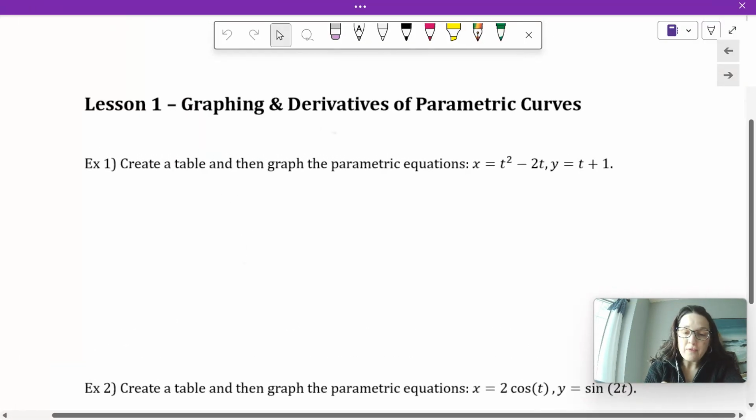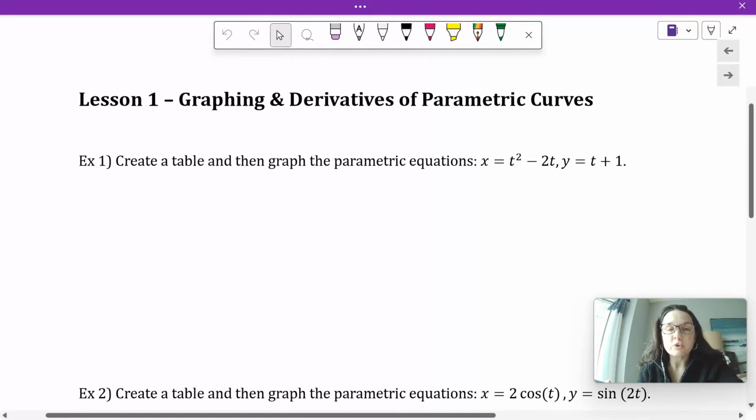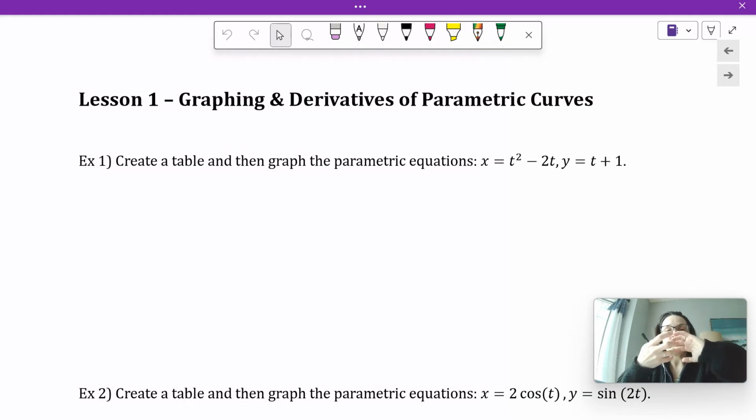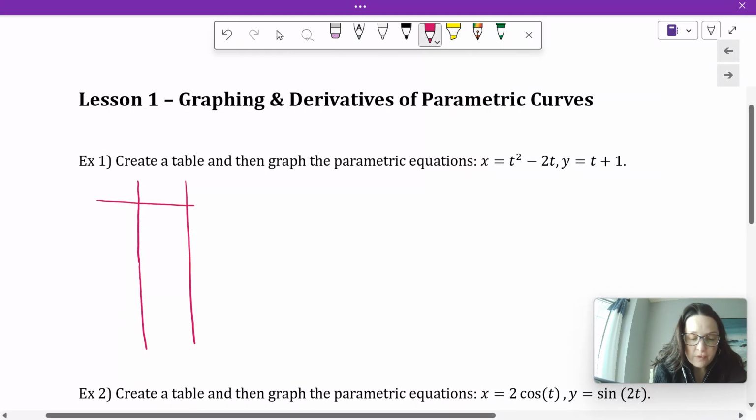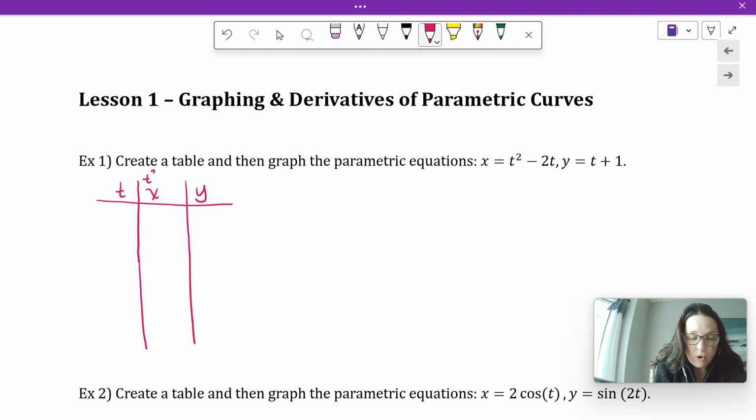So on this first one, we've got to talk about what parametric curves are. Well, what they are is just regular curves, but instead of x and y being interdependent on each other, x depends on this other variable t, and y also depends on that variable t. And the easiest way to illustrate this is using a table. So I need you to make a table with t, x, and y, where x is t squared minus 2t, and y is t plus 1.